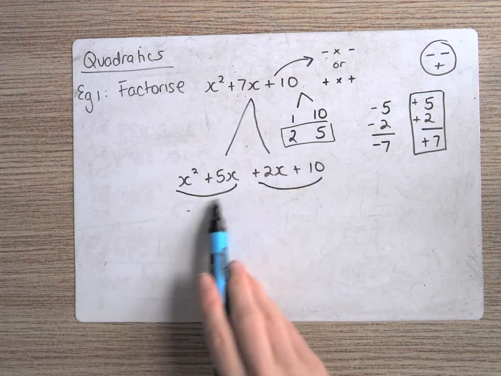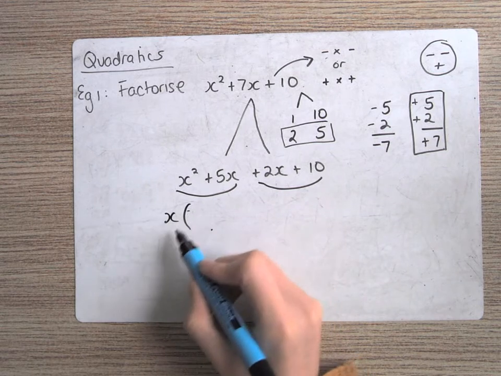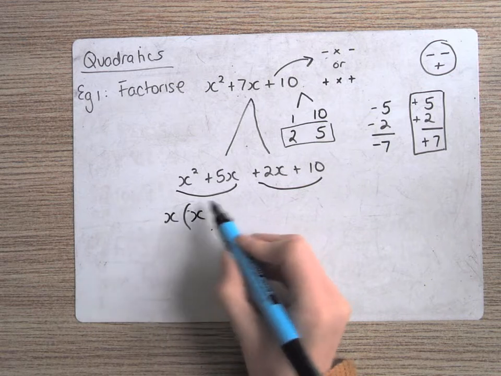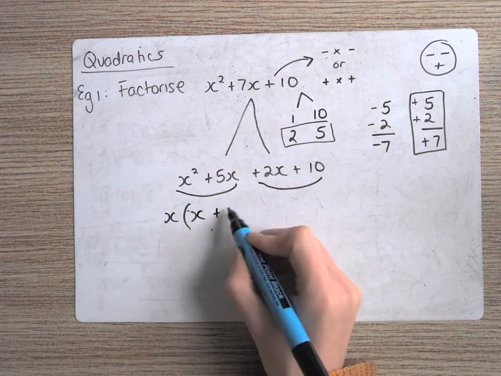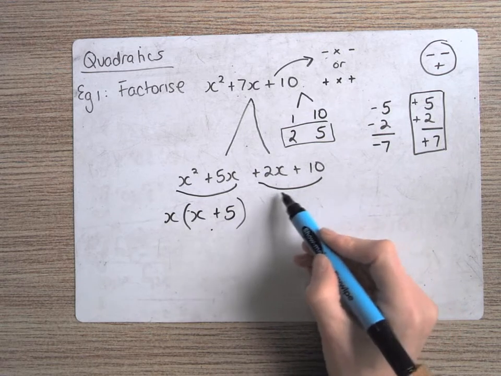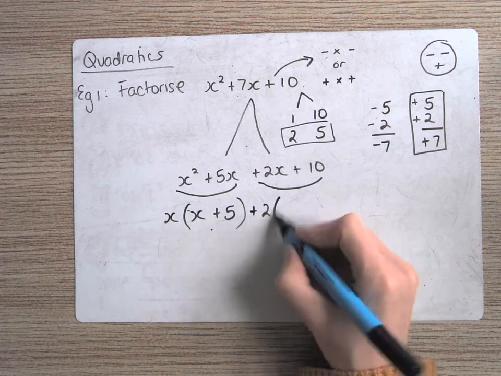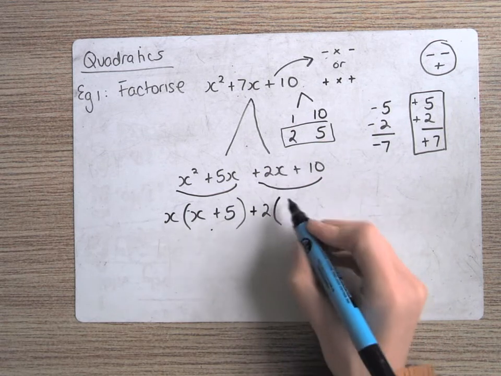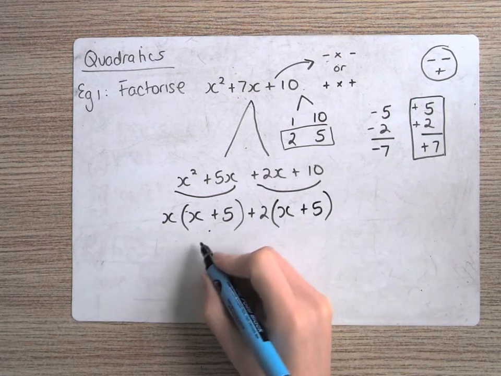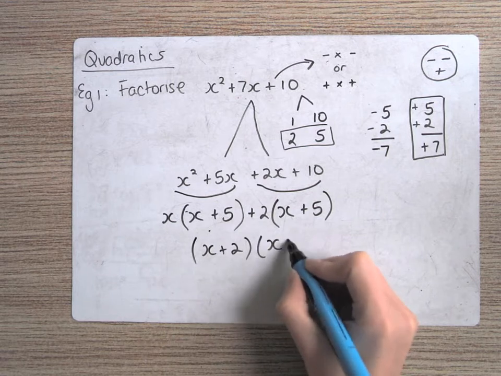Now, what is common down here? X. What am I left with? X squared and 5. No, x by what gives you x squared? X by what gives you 5x? Plus 5. What's common here? 2. Is it a plus 2 or a minus 2? Plus. 2 by what gives me 2x? 2 by what gives me 10? 5. And then how do I finish this? X plus 2, x plus 5.